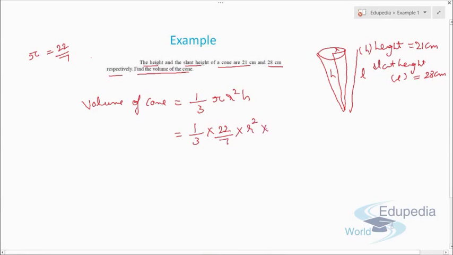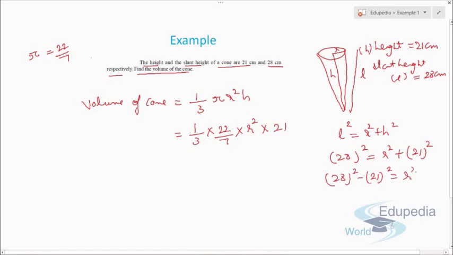And h is given to be 21, right? So let's see how we can find the r now. For r, we can use Pythagoras theorem. We state that L square will be equal to r square plus h square. So L over here is 28 square, and r we need to find, h is 21 square. So this will come out to be 28 square minus 21 square, which is equal to r square.